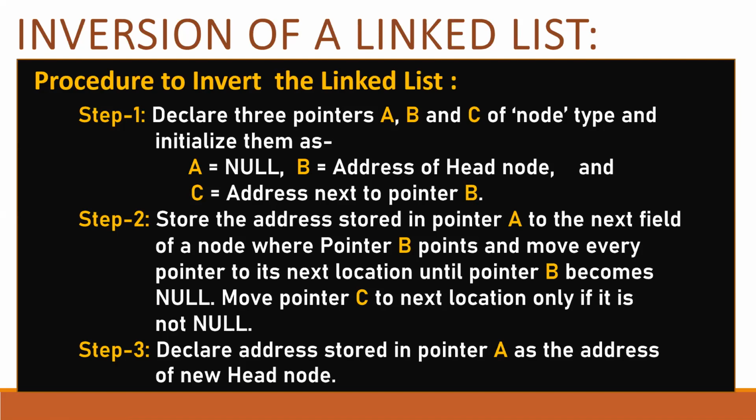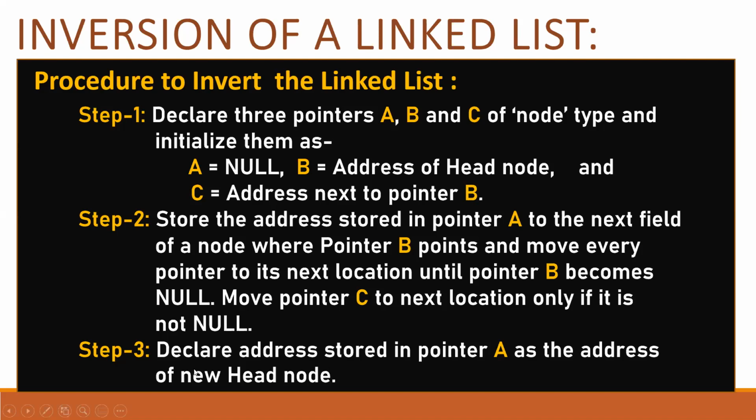Means when C becomes null and then B becomes null, then we stop our processing. And in this case, you can visualize that A pointer points to the last node. Since we have to make the last node as a head node, therefore we just pass the address of the head node. We pass address of the pointer A to the head node, so that head points to the last node. And since the last node has the next field null, it becomes the tail node.